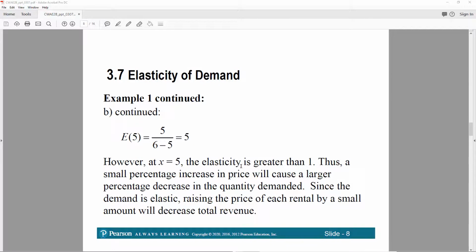Let's look at the next one here, at 5. The elasticity is greater than 1. Thus, a small percentage increase in price will cause a larger percentage decrease in the quantity demanded. Since the demand is elastic here, raising the price of each rental by a small amount will decrease the total revenue. So you see there, when they increase the price that much, it will decrease the total revenue.